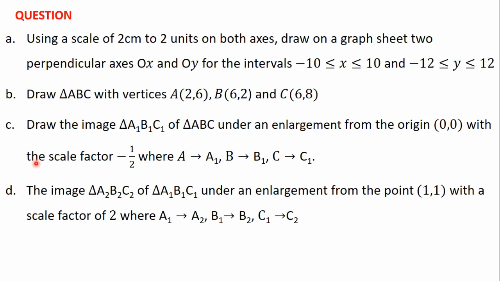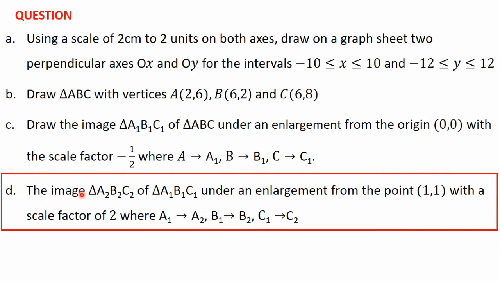We will move on to the last part of the question, which is the D part, which says that we should draw the image triangle A2, B2, C2 of triangle A1, B1, C1 under an enlargement from the point 1, 1 with a scale factor of 2, where A1 maps to A2, B1 maps to B2, and C1 maps to C2. We are going to do that in the next video.